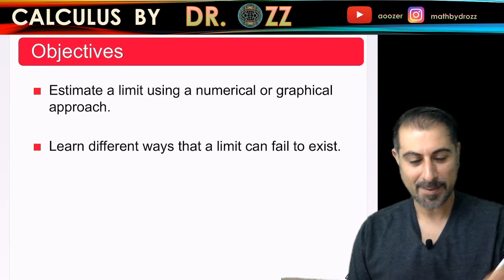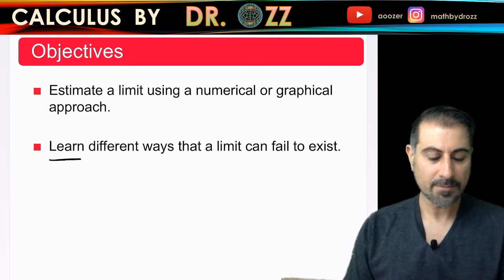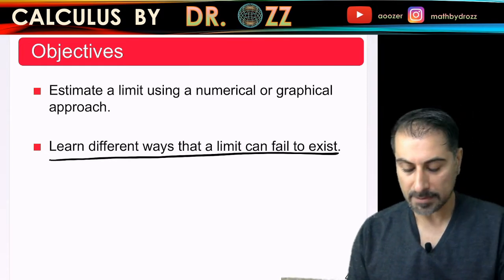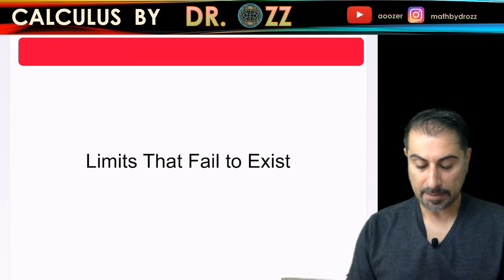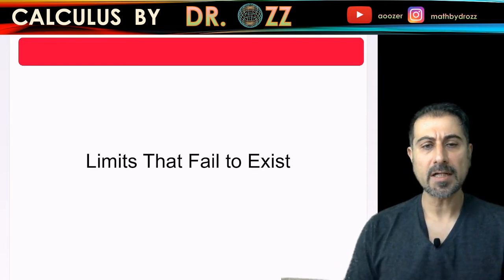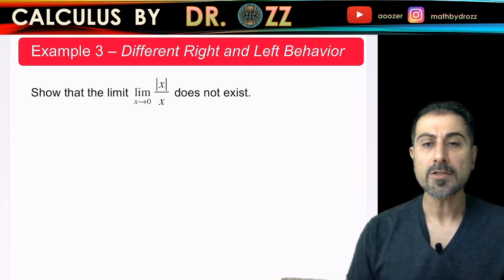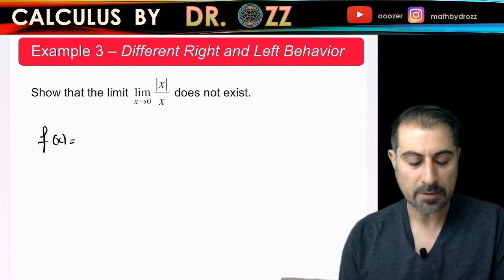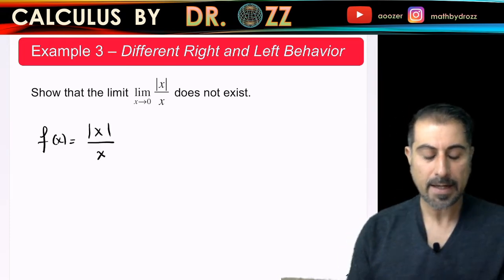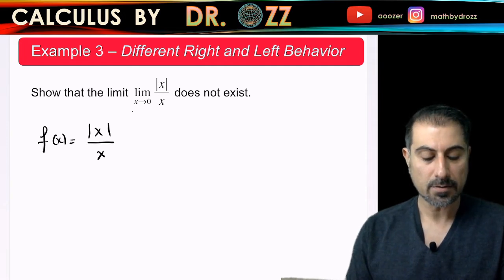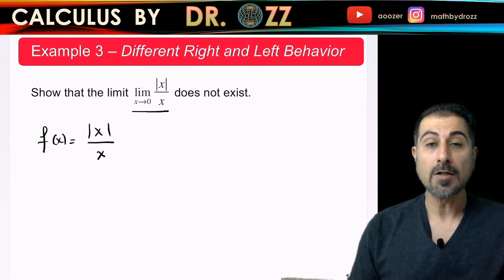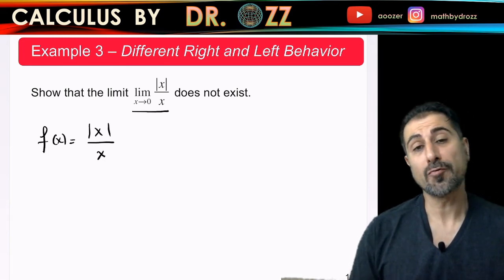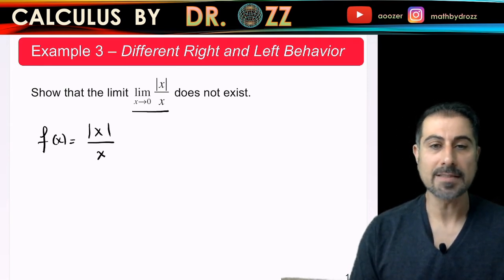All right, let's continue with the second learning objective, that is, learning different ways that a limit can fail to exist. I'm going to show this failing limit concept on an example here. The function is f of x equals absolute value of x divided by x, and the question asks us to evaluate the limit of this function f as x approaches 0. In fact, we're going to show that this limit does not exist.